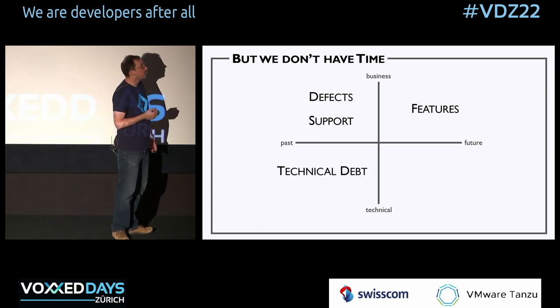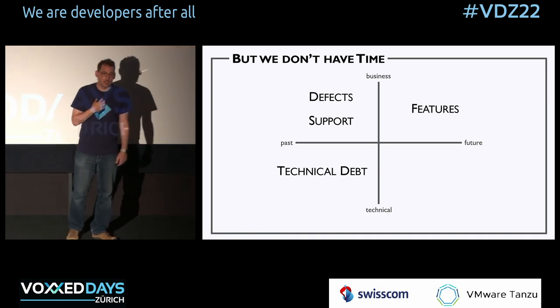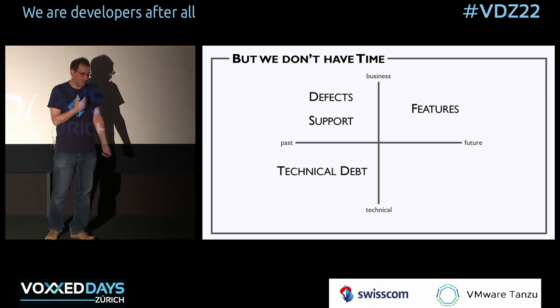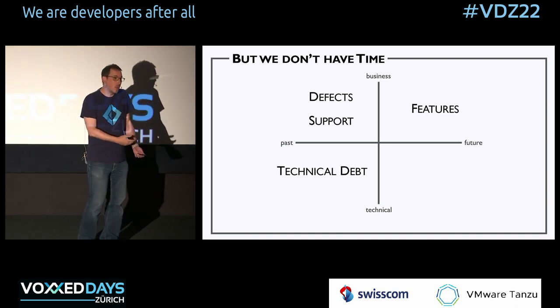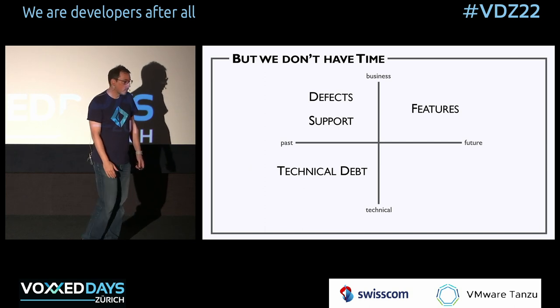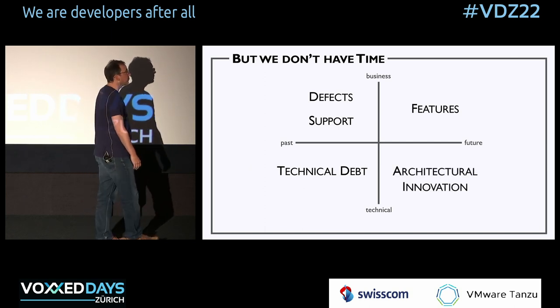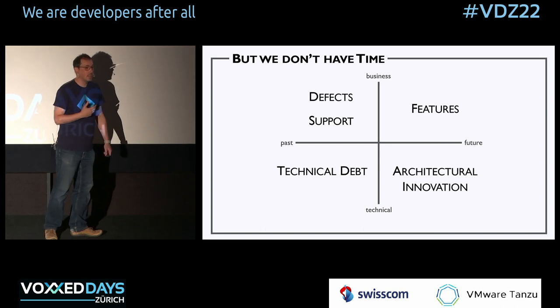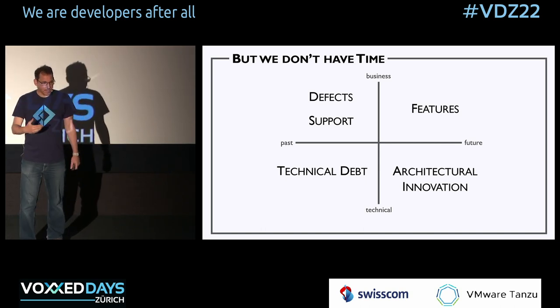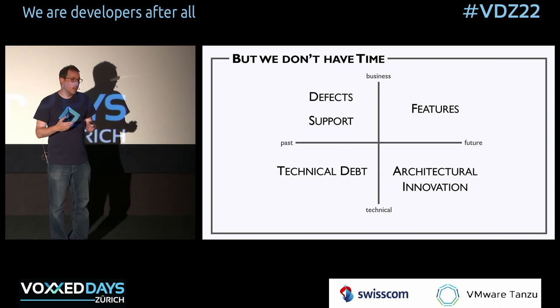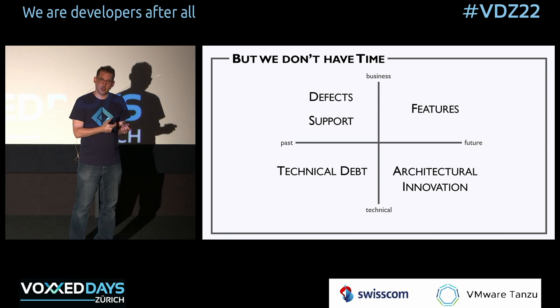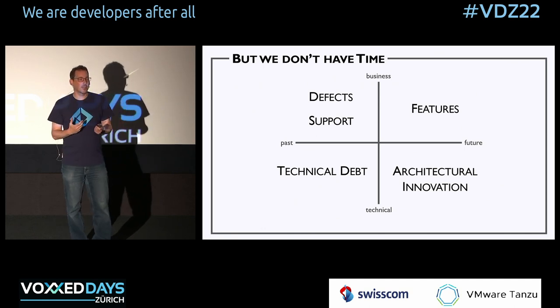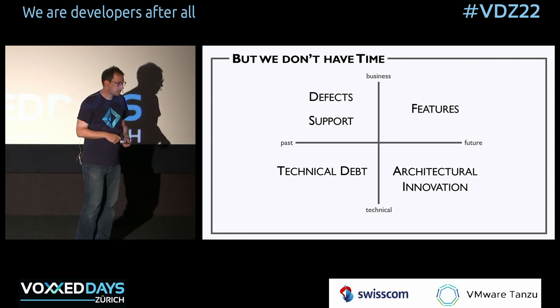Bottom left, I put technical debt. Things that we wished would be different from where we are at the moment. And these are typical things that slow us down. And bottom right is architectural innovation. We want to invest in the architecture, in the design, so that we are able to build future features. Maybe there's a feature we can't build with the current architecture, so we have to change the architecture so that we are able to introduce this new feature.